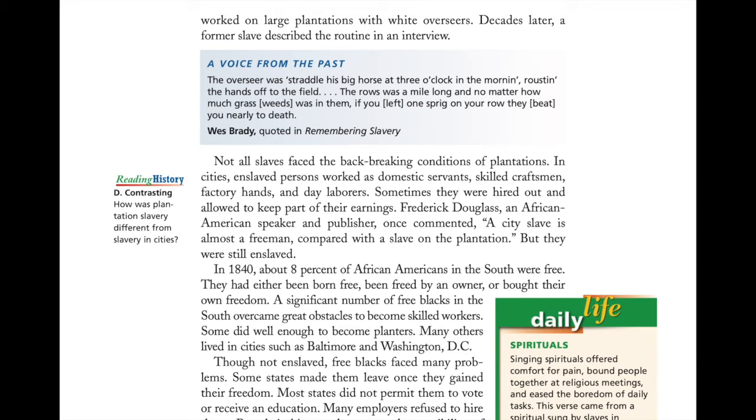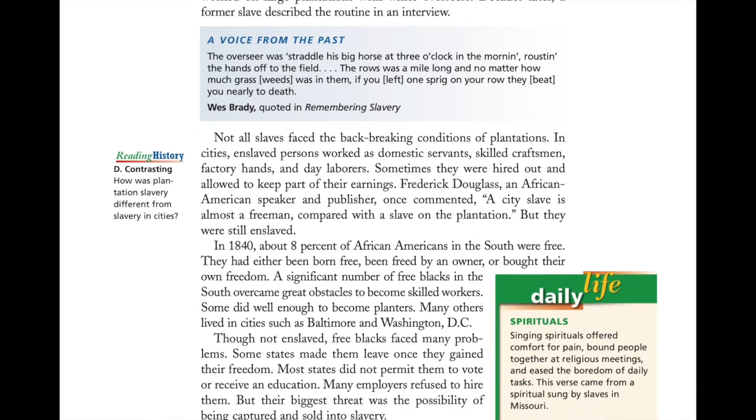In 1840, about 8% of African Americans in the South were free. They had either been born free, been freed by an owner, or bought their own freedom. A significant number of free blacks in the South overcame great obstacles to become skilled workers. Some did well enough to become planters. Many others lived in cities such as Baltimore and Washington, D.C.